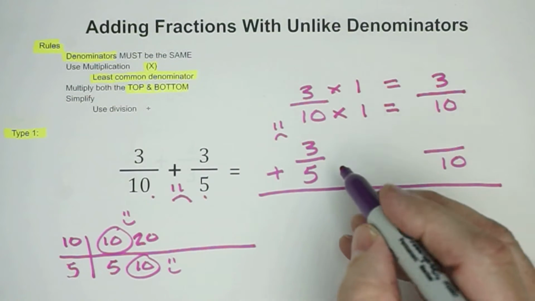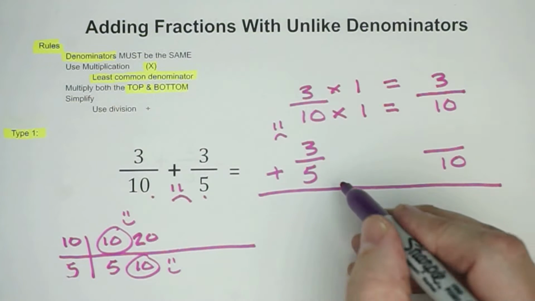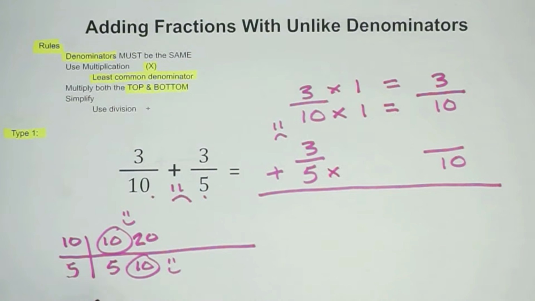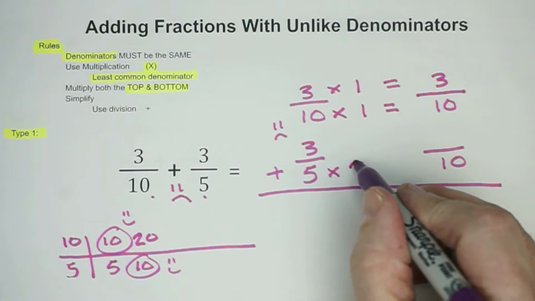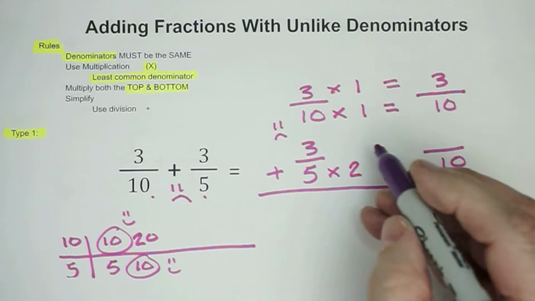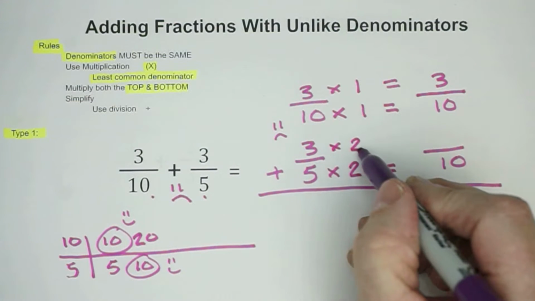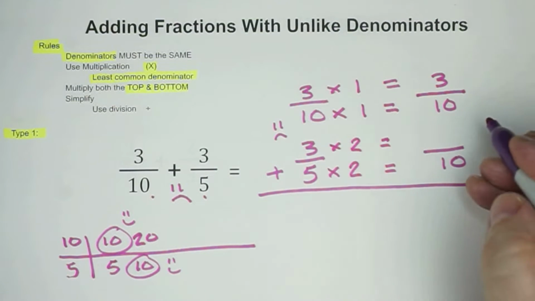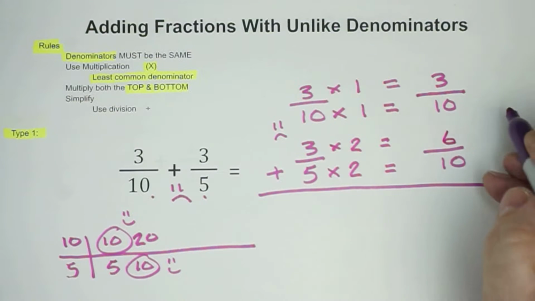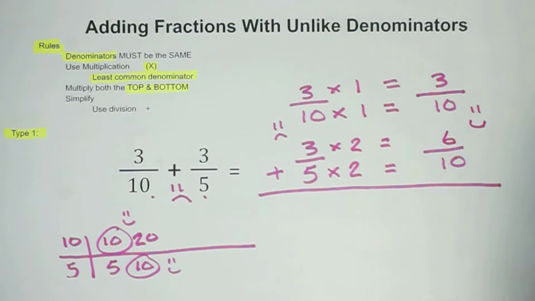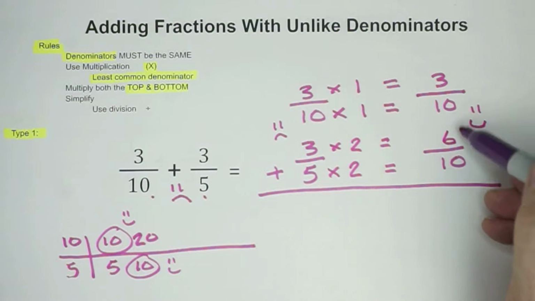Okay, so remember we're using multiplication. So let's go back to our t-chart. We saw that 5, how do we get to 10? We multiplied by 2. And that's how we got our 10. And whatever we do on the bottom, we're going to do on the top. 3 times 2 is 6. And now we're happy because we have a common denominator.